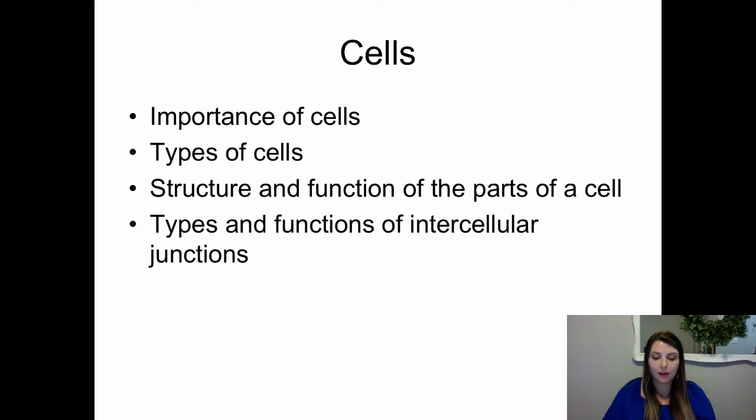So a cell is the smallest living thing that can survive on its own, and there are two different types. You have eukaryotes and you have prokaryotes. You will be responsible for knowing the structure and function of the parts of the cell, and also we're going to talk about the types and functions of intercellular junctions.